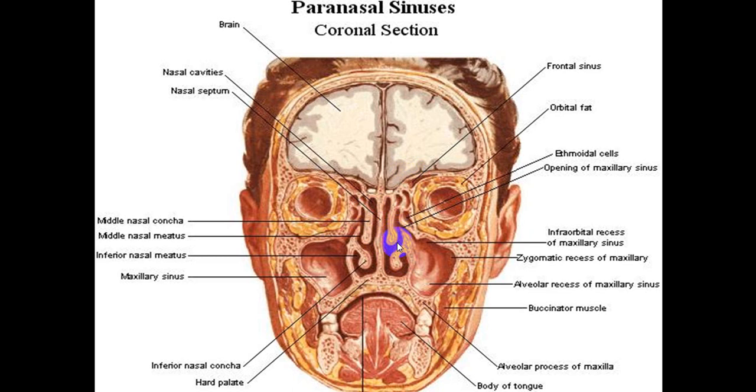We have an area within the middle meatus called the osteomeatal complex. It is a functional anatomical area within the middle meatus. It consists of the hiatus semilunaris, the uncinate process, the ethmoidal infundibulum, and the ostium of the maxillary sinus, and the bulla ethmoidalis, which contains the anterior ethmoidal air cells. There is a thin bone separating the orbit from the ethmoidal air cells. This is called lamina papyracea.